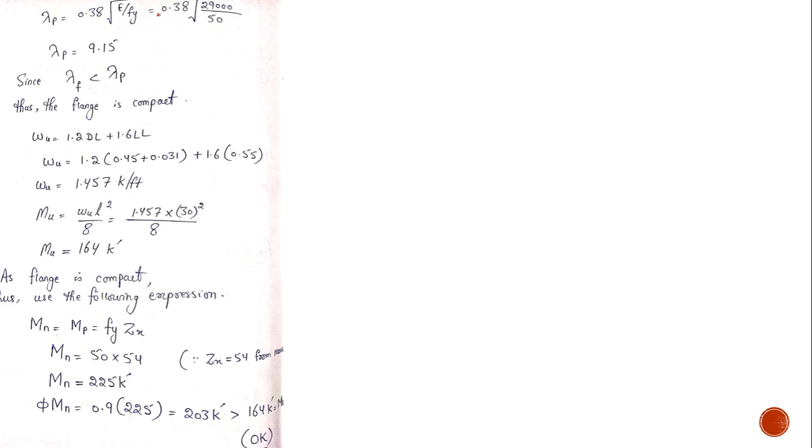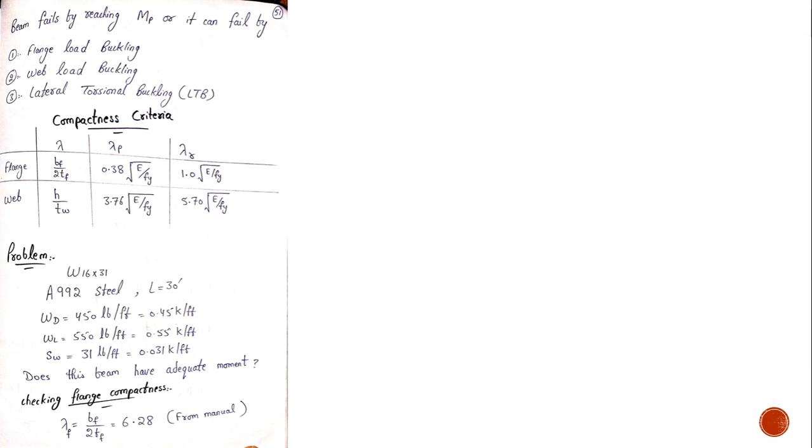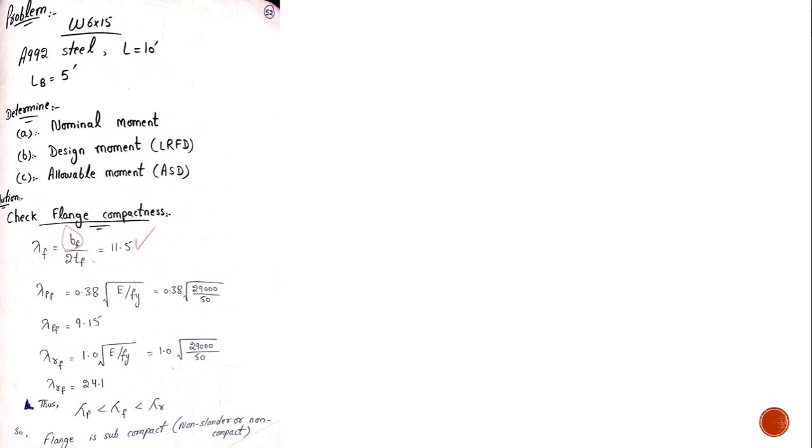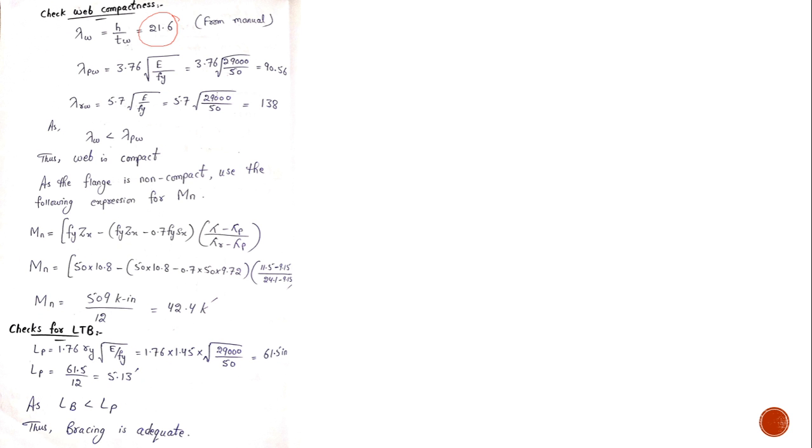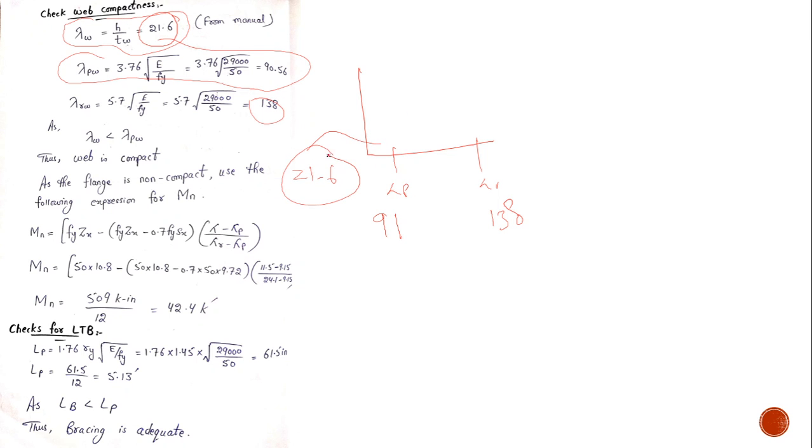In the previous question, my job was done very easily because the flange was compact, so I need not do any other calculations. Here I have checked that my flange is not compact, and then I move on to check the compactness or slenderness of the web, using the same table, lambda P and lambda R. Lambda P value for the web is 91, lambda R value is 138, and the slenderness of the web is 21.6. It means my web is compact. I am here.